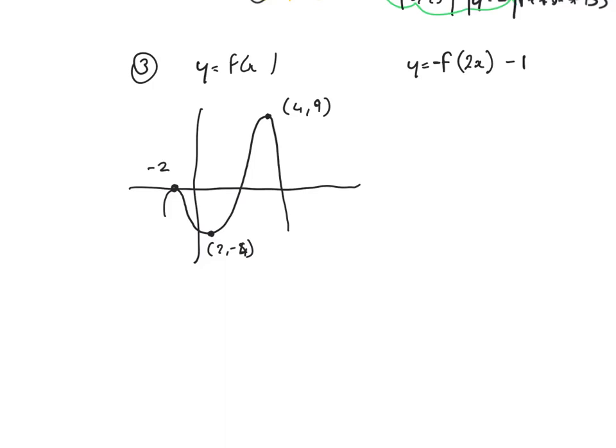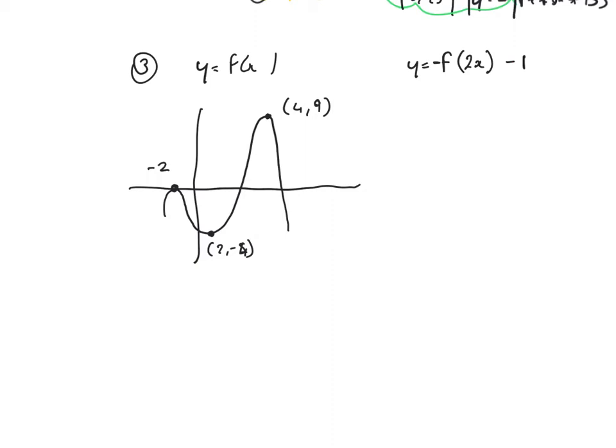Okay, so final one we're going to look at. We've got the curve that goes through minus 2, 0, 2, minus 4, and then 4, 9. Okay. So we need to now draw minus f of 2x minus 1. Now this time there's 3 transformations going on. There's the f of kx bit in the bracket. What does that mean again? There's then the minus 1 times bit, and then there's minus 1 outside the bracket.